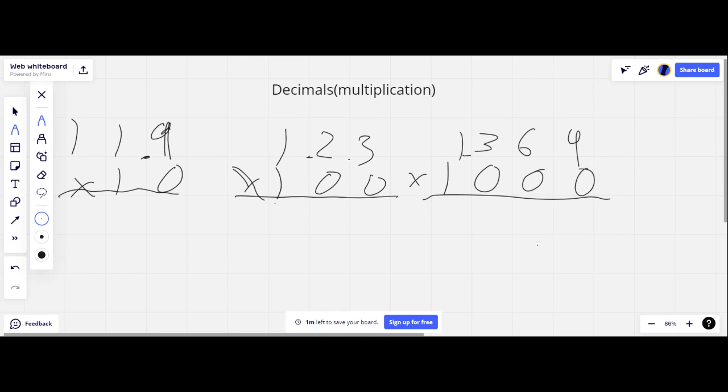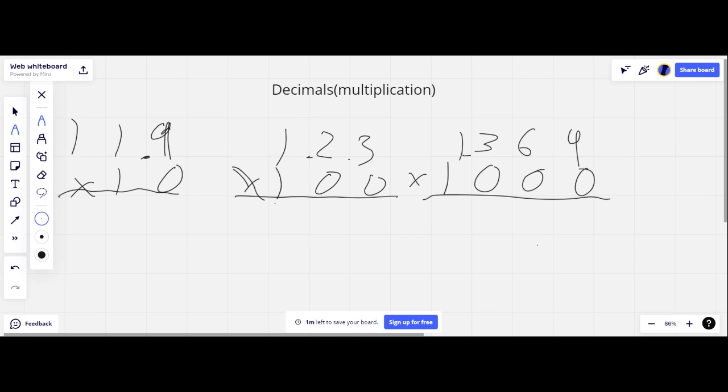So, welcome to decimals multiplication. So, let's start with multiplying by 10, 100, and 1,000. This is the easiest type of multiplication we have, basically.